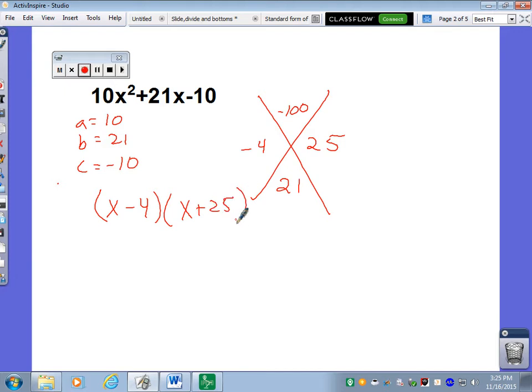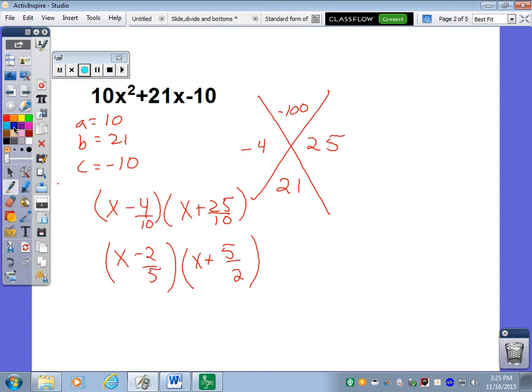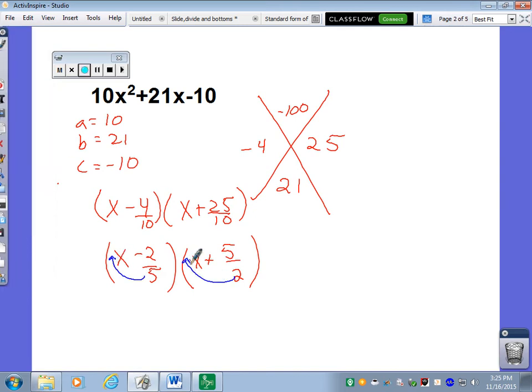Now we take the a and divide both of these by that. Can these be reduced? Yes, they can. x minus 2/5, dividing both by 2, and x plus 5/2. Now we do the bottoms up step, and whatever is in the denominator here goes as the coefficient to the x. 5x minus 2 times 2x plus 5.